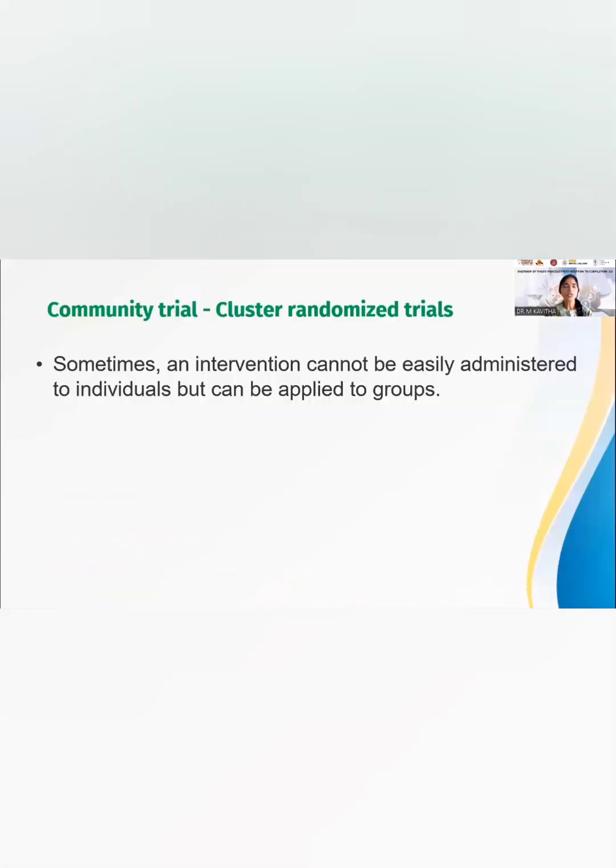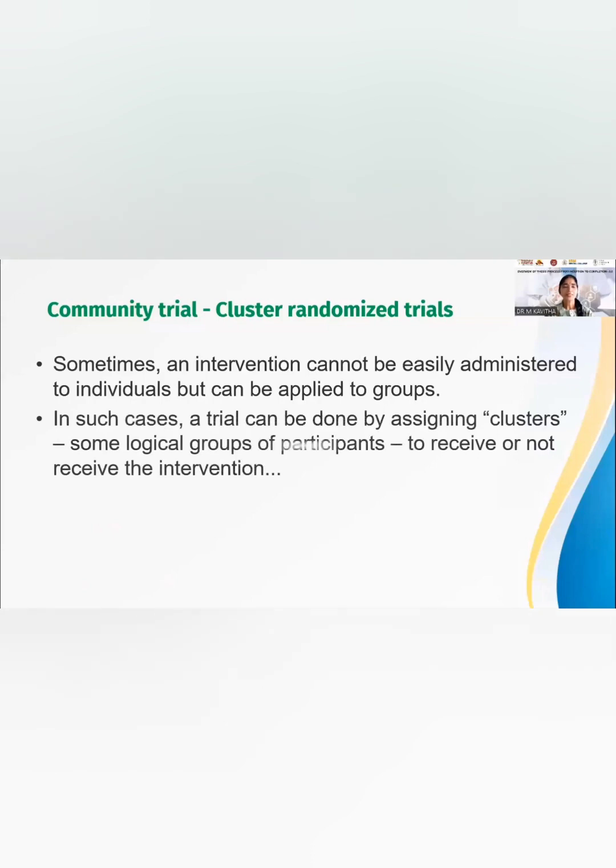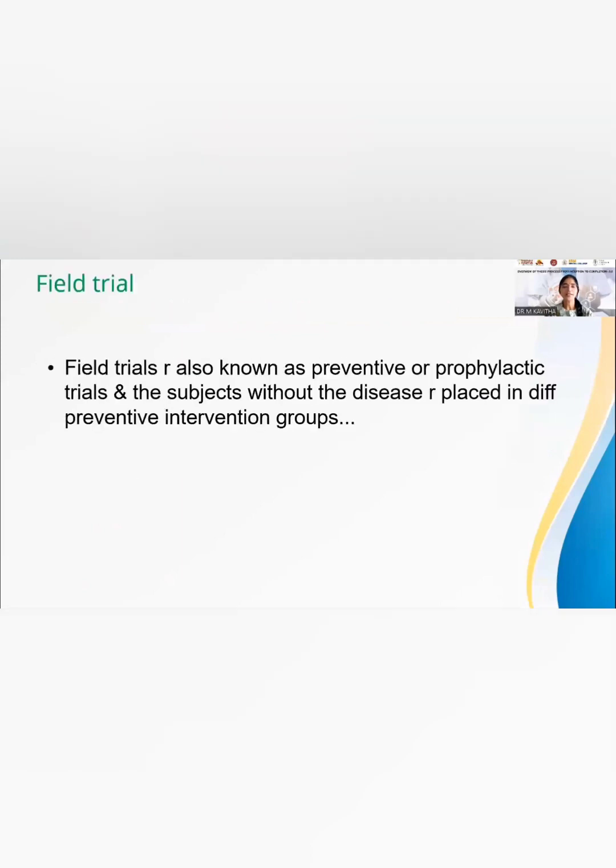Then we will move on to the community trial. That's a cluster randomized trial. Sometimes an intervention cannot be easily administered to individuals, but can be applied to groups. In such cases, a trial can be done by assigning clusters, some logical groups of participants, to receive or not to receive the intervention. However, such studies need a somewhat larger sample size than individual randomized studies and the use of special statistical tools for data analysis.